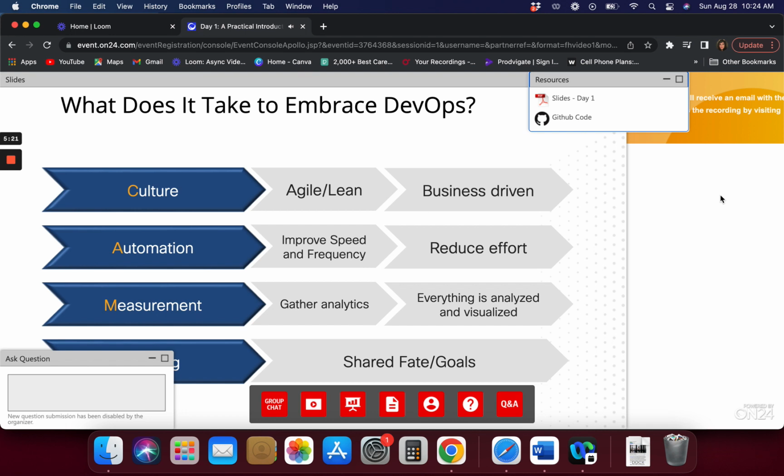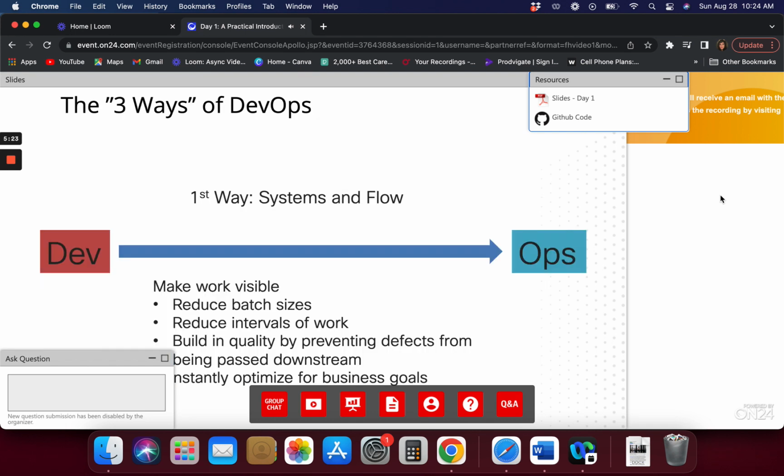Okay. All right. So now let's talk a little bit about the three ways of DevOps. This comes directly from The Phoenix Project, and it's a great way to understand the core operational principles that you need to put into place in order to be successful with DevOps. So the first thing is to focus on systems and flow.